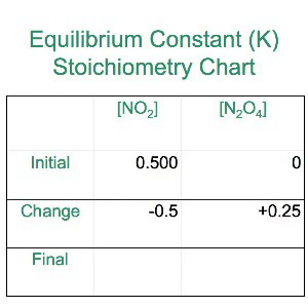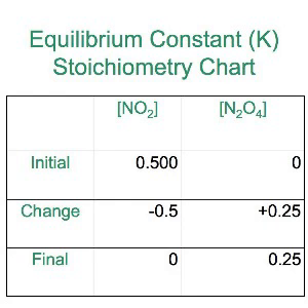My final line is the combination of my initial and change lines. So my final line underneath the NO2 should read 0.5 minus 0.5, which is 0. My final line for the N2O4 should read 0 plus 0.25, which is 0.25. I told you we were going to make a stoichiometry chart and then an equilibrium chart. So now I want you to make an equilibrium chart.